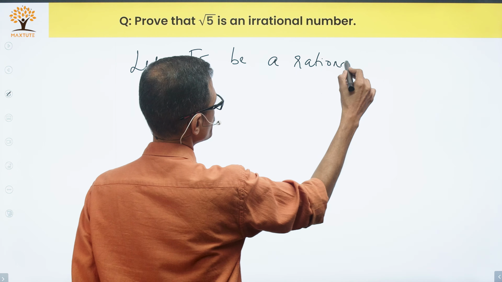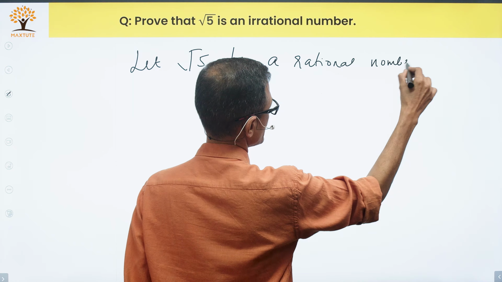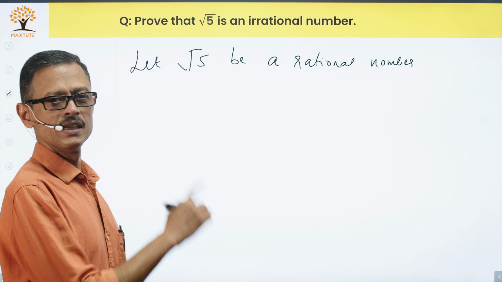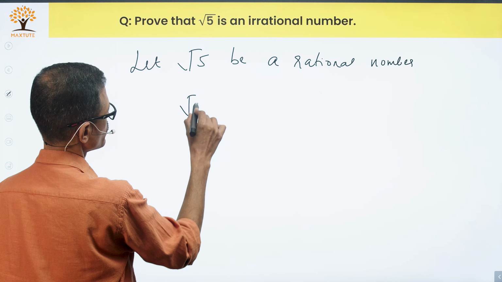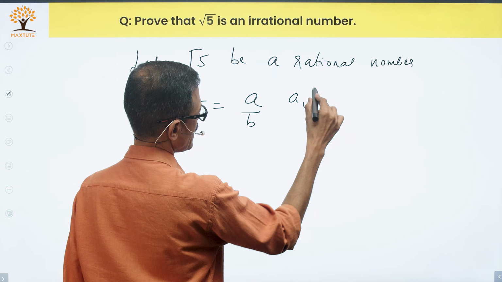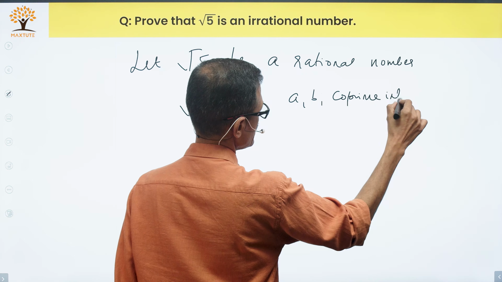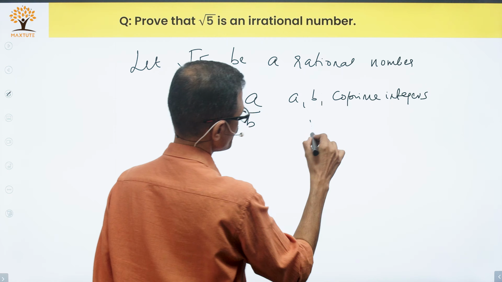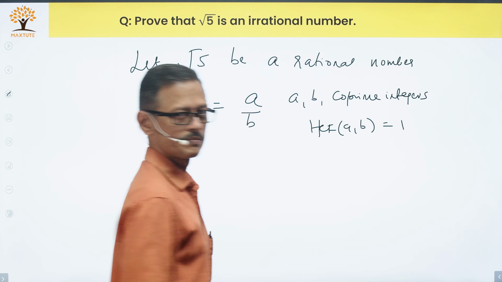What we need to prove is that it is an irrational number, so we are assuming the contrary. We are assuming the opposite of it. If root 5 happens to be a rational number, as we have assumed, then root 5 can be expressed as a by b, where a and b are co-prime integers, which essentially means that the HCF of a and b is equal to 1.